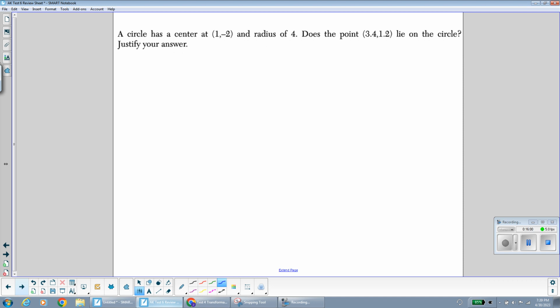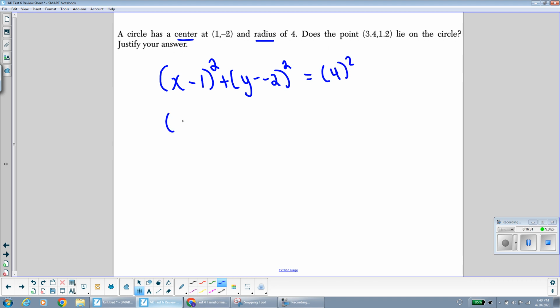One more for today's video. A circle has a center at (1, -2) and a radius of 4. Does the point (3.4, 1.2) lie on the circle? Well, first, since I have the center and the radius, I'm going to write the equation of the circle. That would be x minus the x-coordinate of the center squared plus y minus the y-coordinate of the center squared equals the radius squared. I'm just going to rewrite this so it's a little bit easier to look at, because minus minus makes plus, and 4 squared is 16.